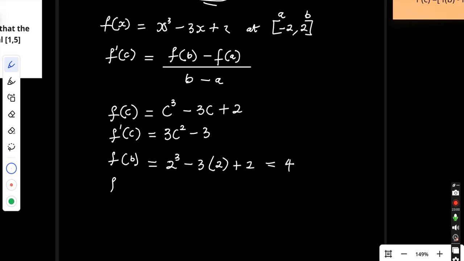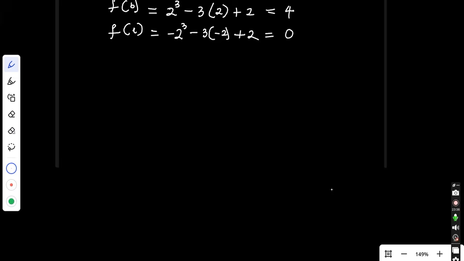Then for f of a, we'll put in -2. So this is going to be -2 cubed minus 3 into -2 plus 2. And this is going to give us 0. -2 cubed is -8. -3 times -2 is going to be +6. +6 plus 2 is 8. -8 plus 8 is 0.